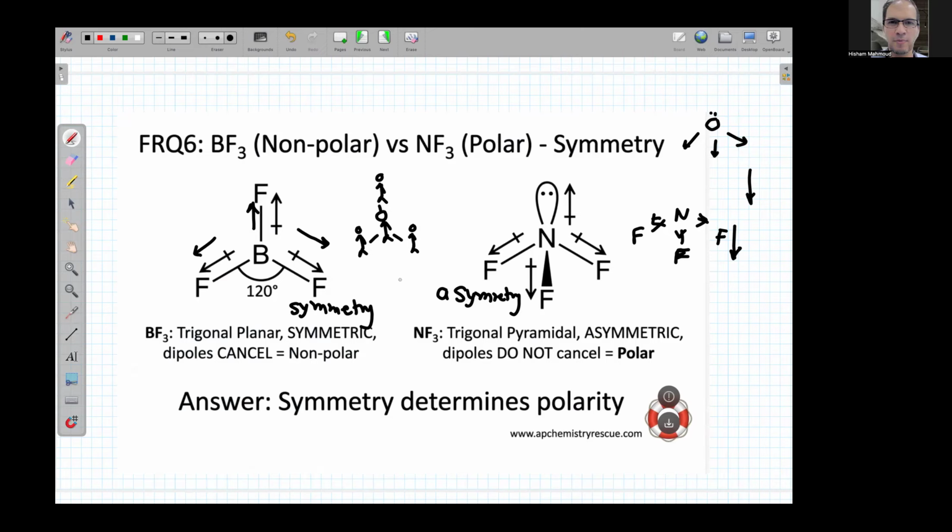So the statement for full credit: BF3 is trigonal planar, which is fully symmetric, causing the bond dipoles to cancel, making it nonpolar, while NF3 is trigonal pyramidal due to the lone pair, which is asymmetric, preventing the dipole cancellation, making it polar. So let's check the rubric. We identified BF3 as trigonal planar, fully symmetric, identified NF3 as trigonal pyramidal, asymmetric due to the lone pair, and justified that the symmetry causes dipole cancellation and makes nonpolar molecules, while the asymmetry prevents cancellation and makes polar molecules. The 4 points are secured. Let's move to the next question, FRQ 7.